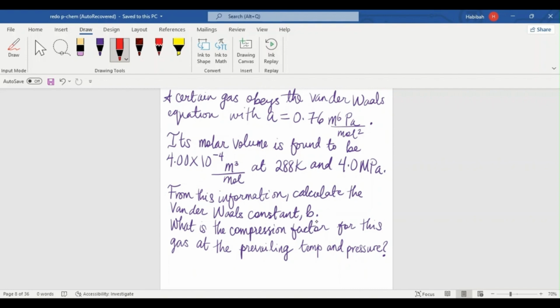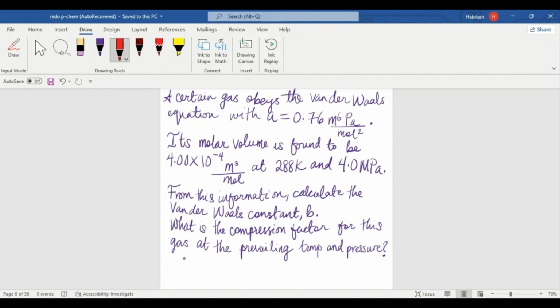So this is a question from the Physical Chemistry Atkins 11th edition, and as you can see, this is just a standard question. But of course, there's a lot of information. So the first thing you have to do is to write out all of the parameters. We're told that a certain gas obeys the van der Waals equation.